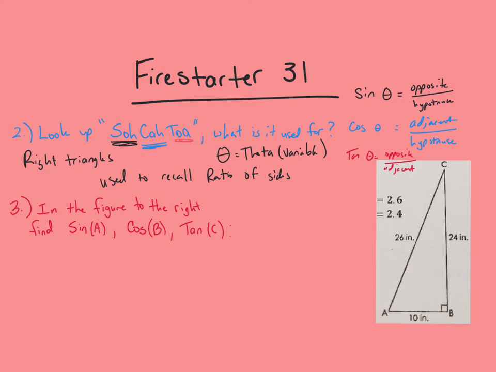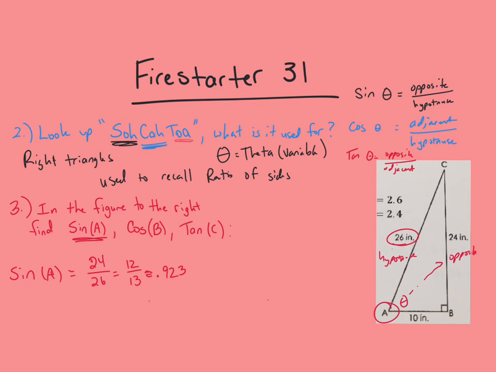So number 3 says find sine of A. That means we're going to use this for theta. For sine of A, my theta is the A part. So if A is your theta, this is the opposite. Now, the good news is that the hypotenuse won't ever change. You never have to worry about messing it up because it's always the longest side. So it's going to be 24 over 26, which is the same thing as 12 over 13, which is about 0.923.